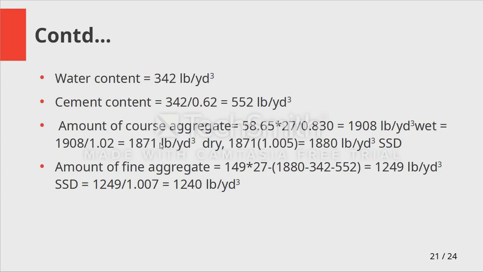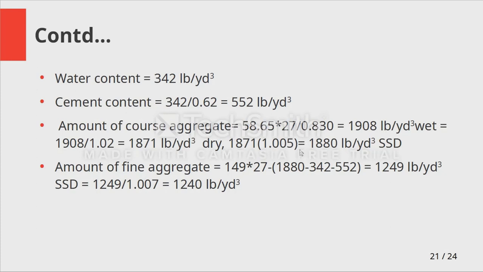Now sometimes you also need dry weight. You can use this wet weight, but you can also use the dry weight. So now what to do? From 1908, you can subtract 2%, which is basically the total moisture in the coarse aggregate, or you can simply divide it by 1.02, so you will get the dry weight.